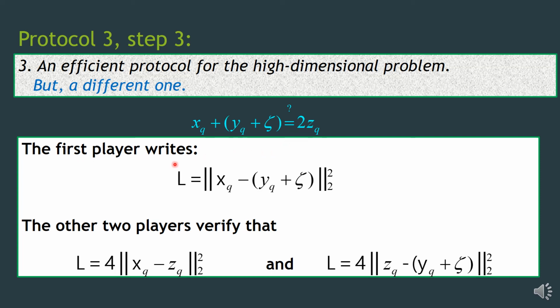So the first player writes the distance between xq and this vector, distance squared, so it will be an integer. And then the other 2 players just verify that 2 times the distance between x and z is equal to this distance, so 4 times the distance squared, and similarly the distance between zq minus yq plus the correction vector. And this protocol is correct because, as we said, the vector z is exactly the midpoint between the 2 other vectors x and y if and only if the distance between x and y is twice the distance between x and z and y.